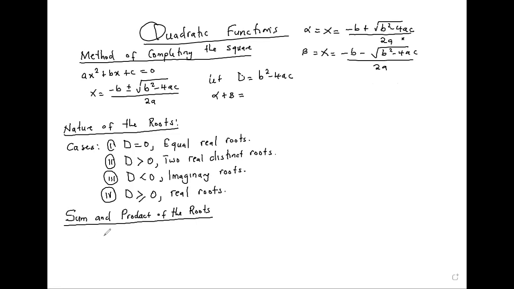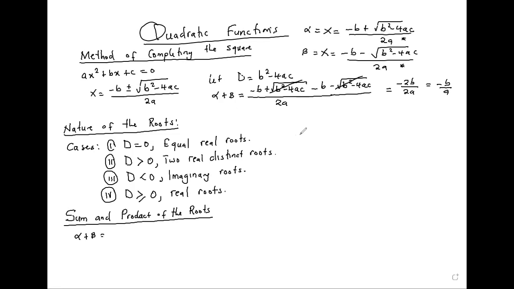To add this, we have a common denominator, which is 2a. So you put 2a down. We'll get (-b + √(b² - 4ac)) and then (-b - √(b² - 4ac)). As you can see, this piece will cancel this one. So we'll get -2b over 2a, giving us -b/a. So we'll say the two roots, the sum is -b/a.